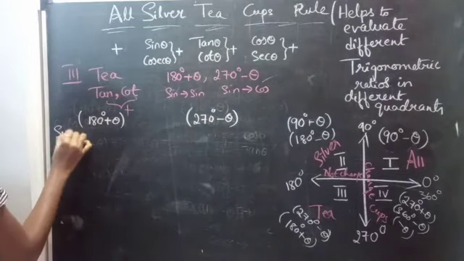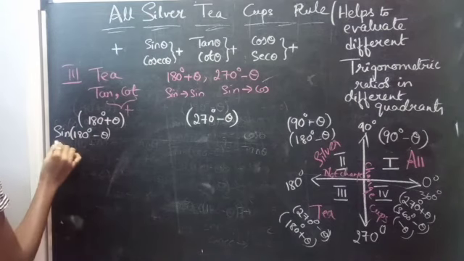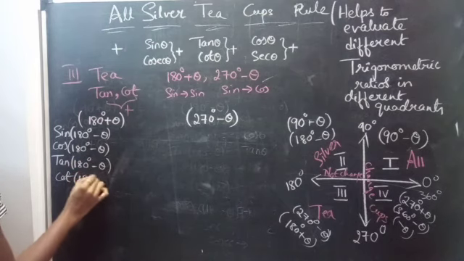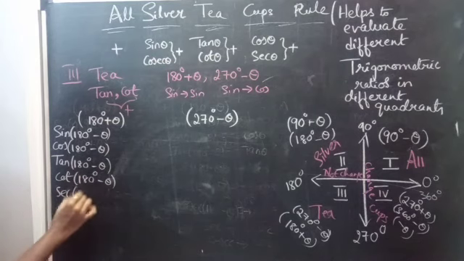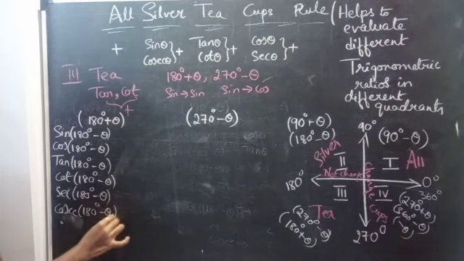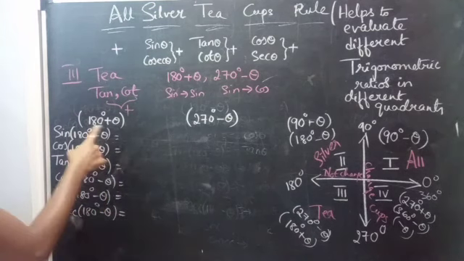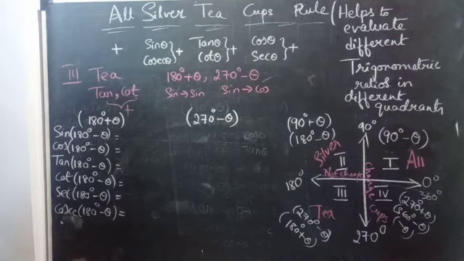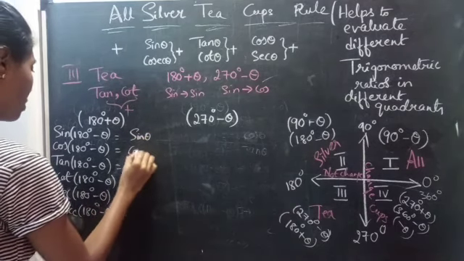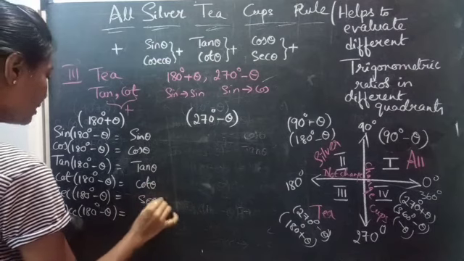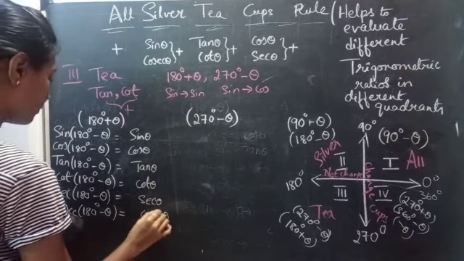Firstly we'll see for 180 degrees plus theta and next for 270 degrees minus theta. Sine 180 degrees plus theta, cos 180 degrees plus theta, tan 180 degrees plus theta, cot 180 degrees plus theta, secant 180 degrees plus theta, cosecant 180 degrees plus theta. For 180 degrees plus theta, there is no change, which means sine to sine, cos to cos, tan to tan: sine theta, cos theta, tan theta, cot theta, secant theta, cosecant theta.